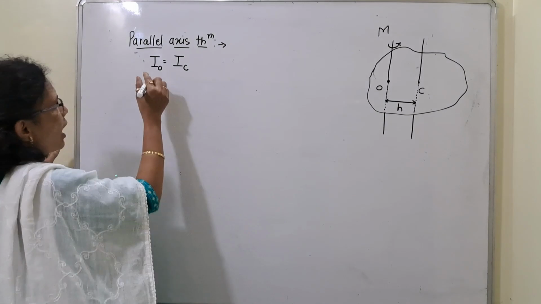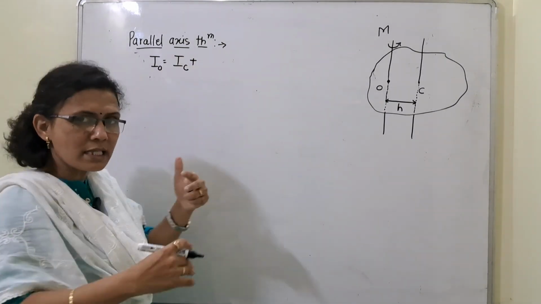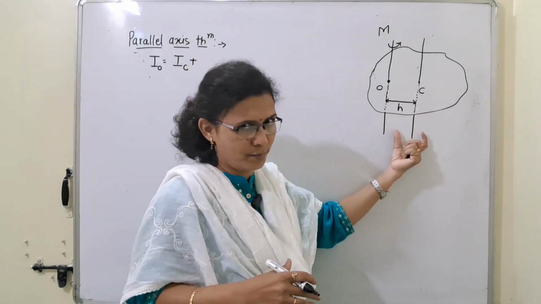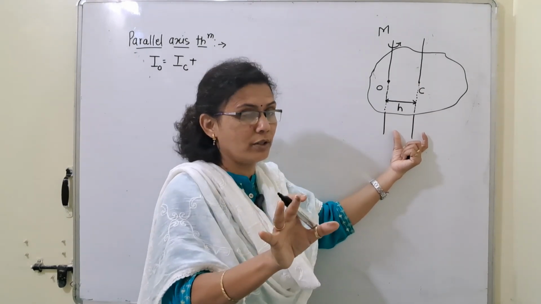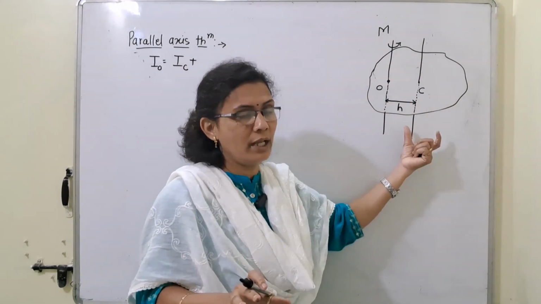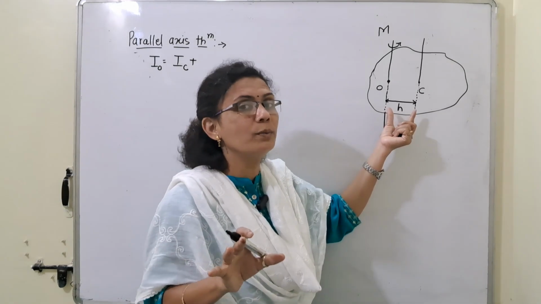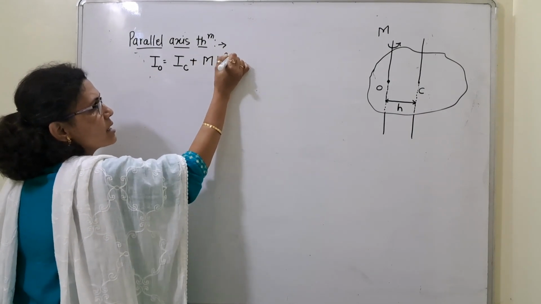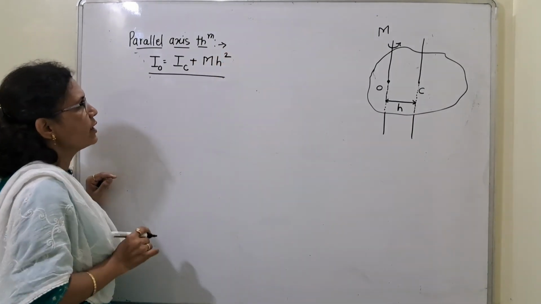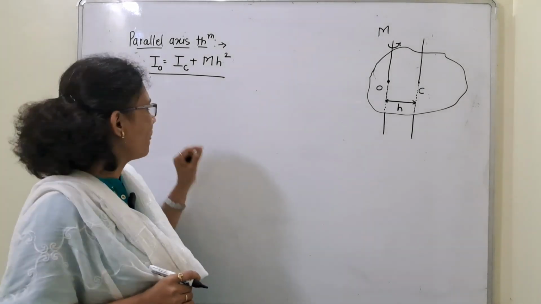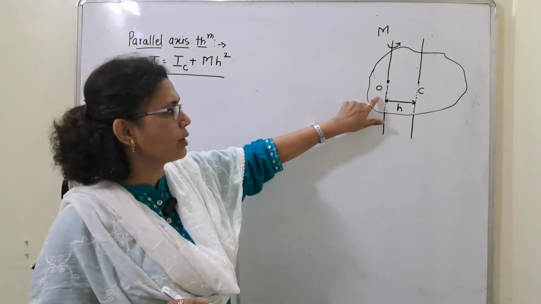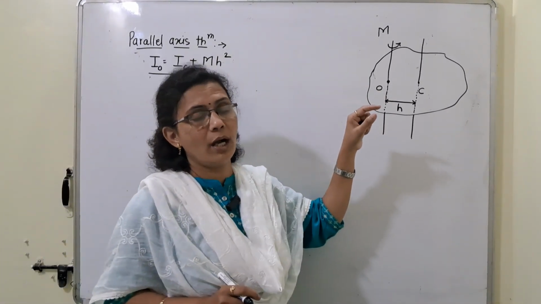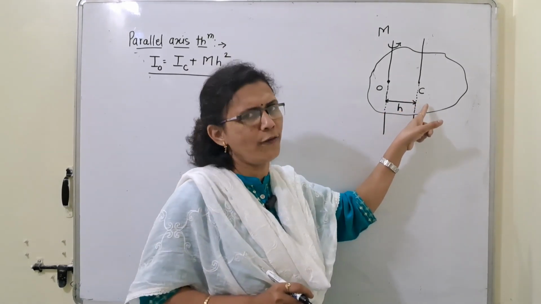Okay. So I naught is equal to IC plus mh square. It is the sum of the moment of inertia about an axis passing through the center of mass and the product of the mass of the whole body and the square of the distance between those two parallel axes. We have to prove this: I naught is equal to IC plus mh square. I naught is the moment of inertia of the body about an axis passing through the point O, and IC is the moment of inertia of the body about an axis passing through the center of mass.